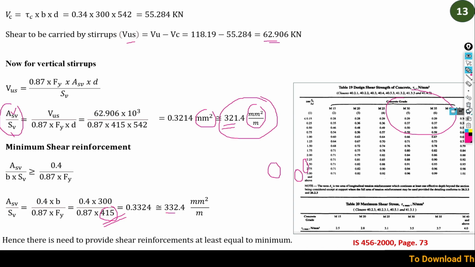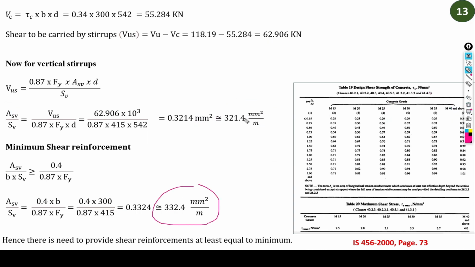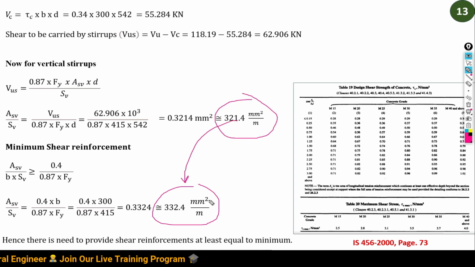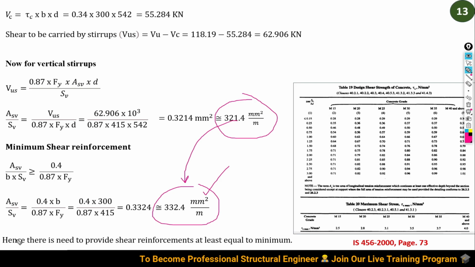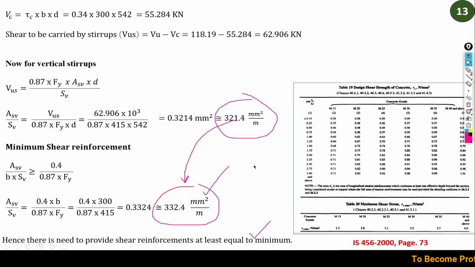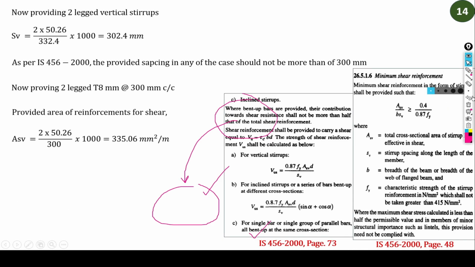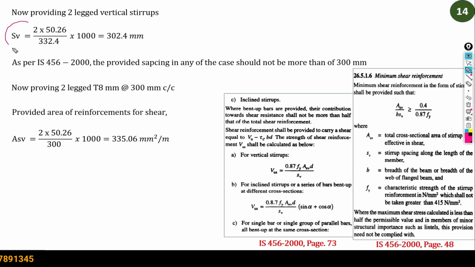Now compare this minimum value with the demanded value. The minimum is more than the demand. That's why anyhow you have to provide at least the minimum reinforcement, that is 332.4 mm square per meter. Hence there is a need to provide shear reinforcement at least equal to the minimum value that I am going to provide here. Okay, now the SV spacing, how much should the spacing be?